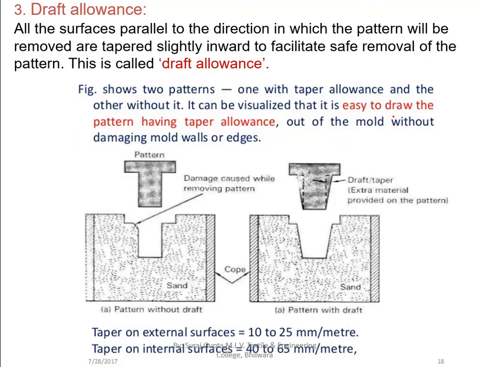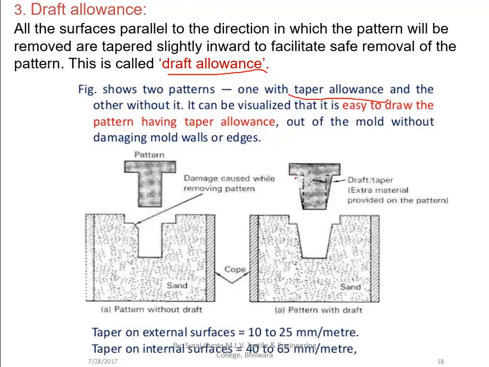Next is the draft allowance. All the surfaces parallel to the direction in which the pattern will be removed are tapered slightly inward to facilitate the safe removal of the pattern. This is called the draft allowance. The figure shows two patterns, one with the taper allowance, which is also known as the draft allowance, and the other without it. It can be visualized that it is easy to draw the pattern having taper allowance out of the mold without damaging the mold walls or edges.